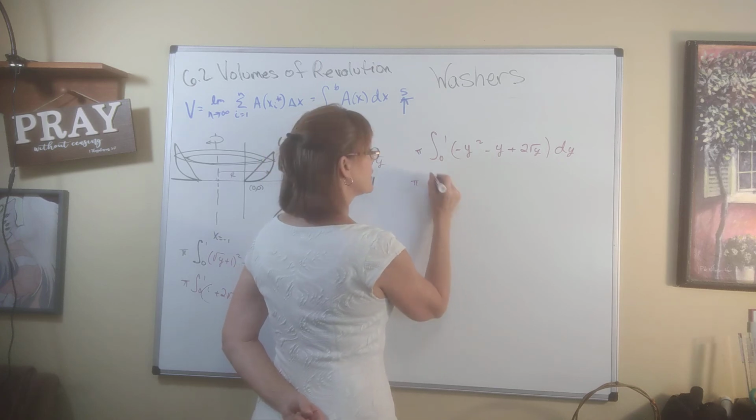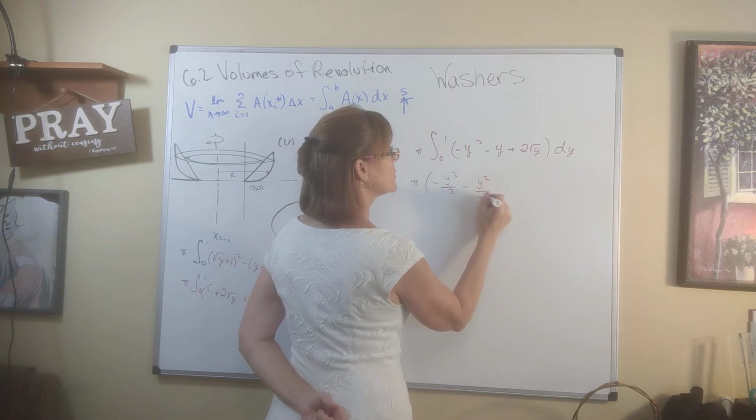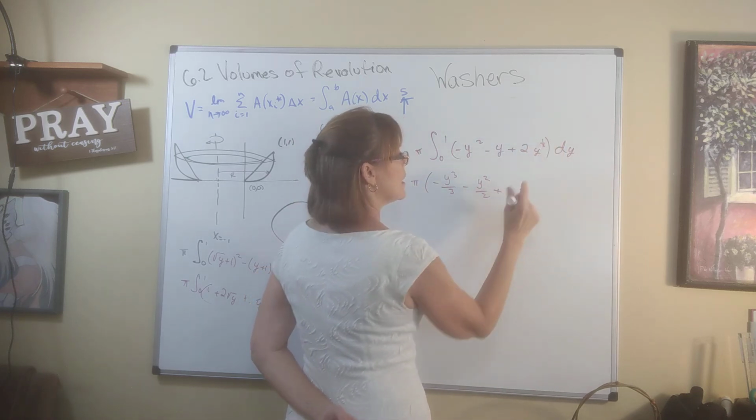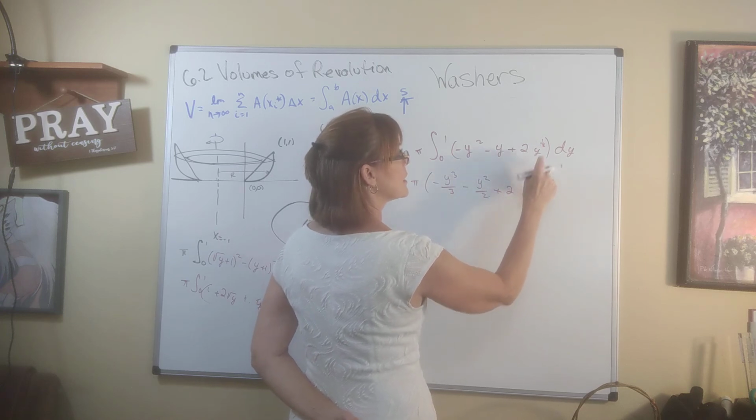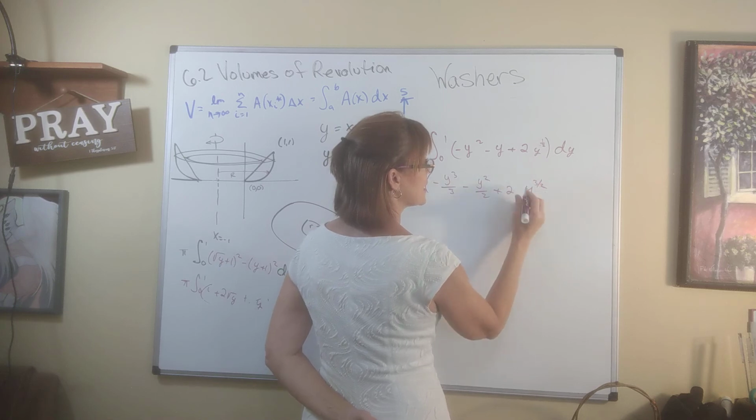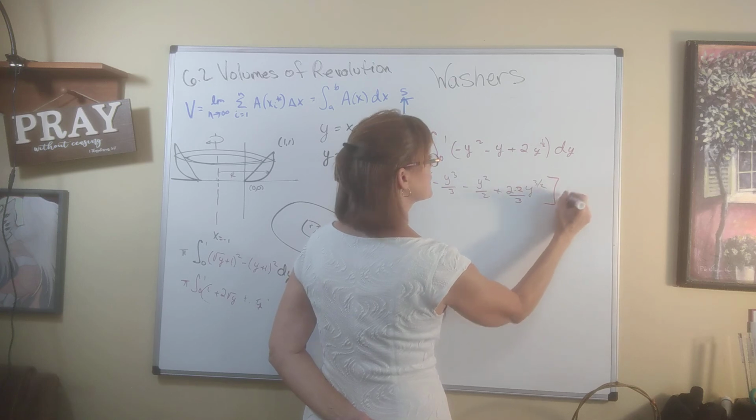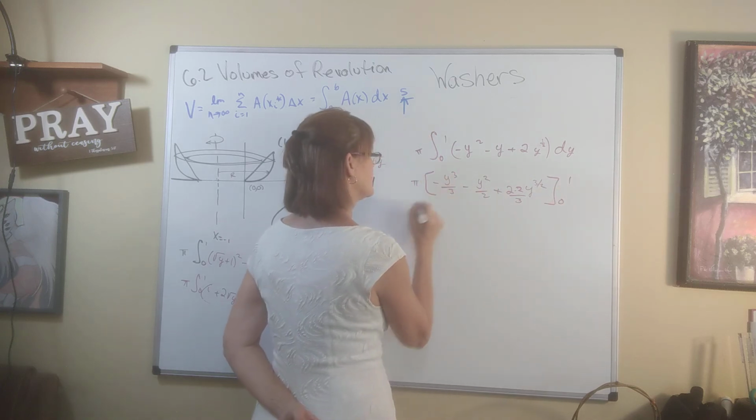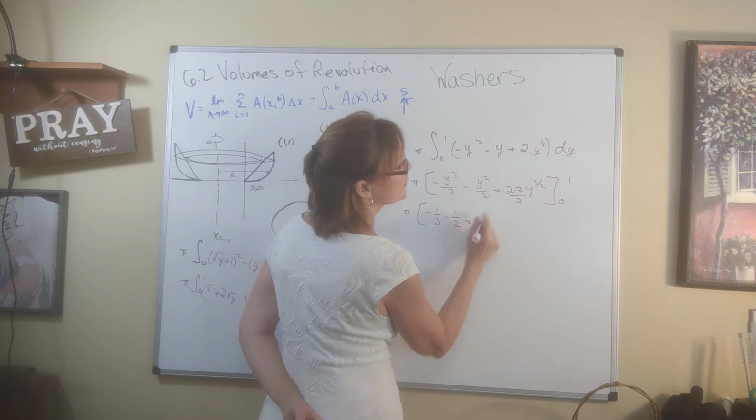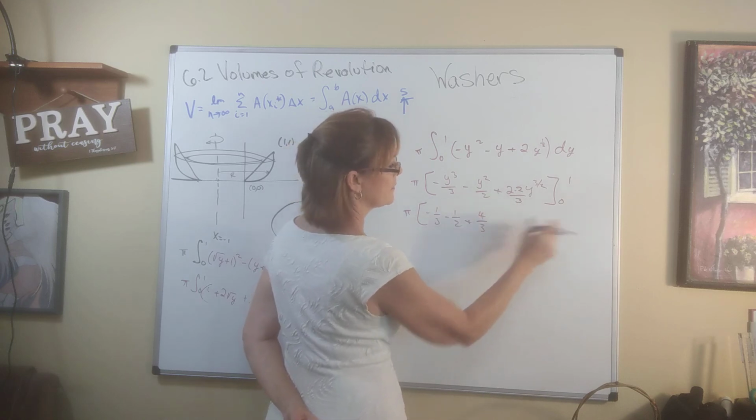Minus y cubed over 3, minus y squared over 2, plus, let me think of this as a y to the 1/2, plus 2y to the 1/2 plus 1 is y to the 3/2 times 2/3 times 2/3. And this is from 0 to 1. All right, let's evaluate this. So it's pi times negative 1/3 minus 1/2 plus 4/3 when I plug in 1, and then a big minus 0.